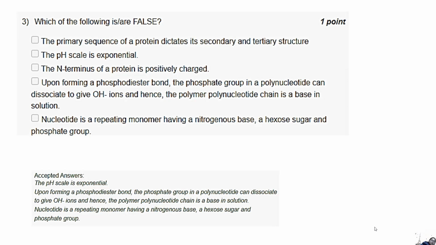This is false. Nucleotide is a repeating monomer having a nitrogenous base, a hexose sugar, and a phosphate group. Sorry, this is not true. This is false, because it's a repeating monomer having a nitrogenous base and a sugar. It can be a pentose sugar as well. Basically it's a pentose sugar, not hexose. It's a pentose sugar and a phosphate group. So apart from that fact, this statement would have been correct, but this statement is false.